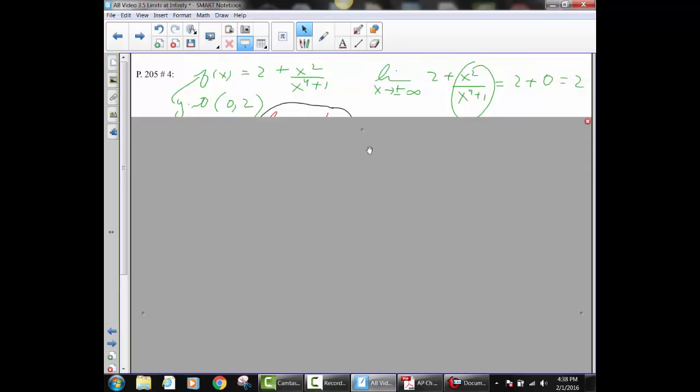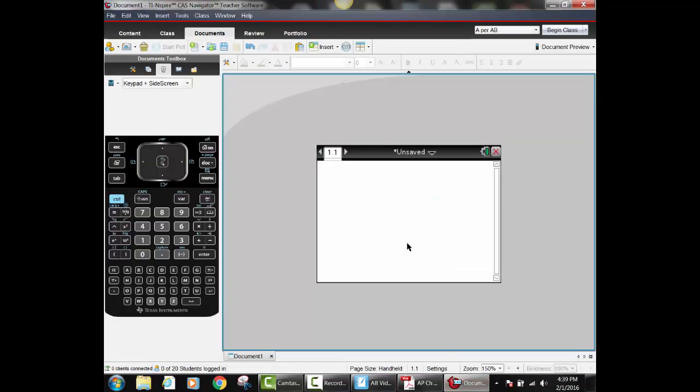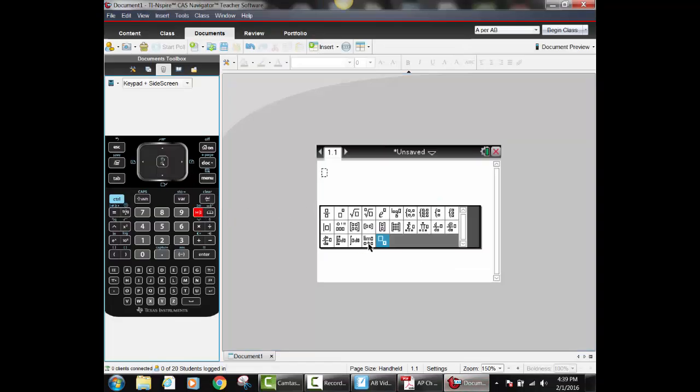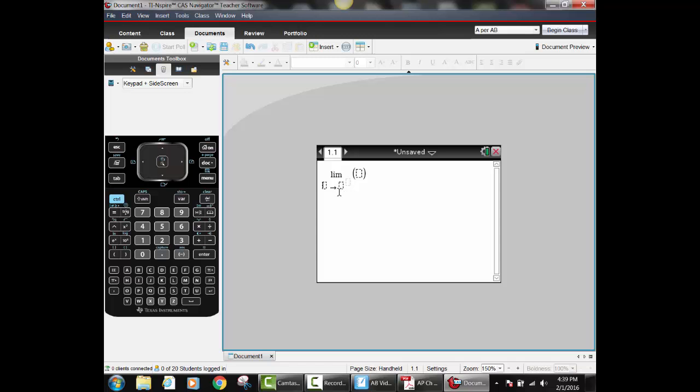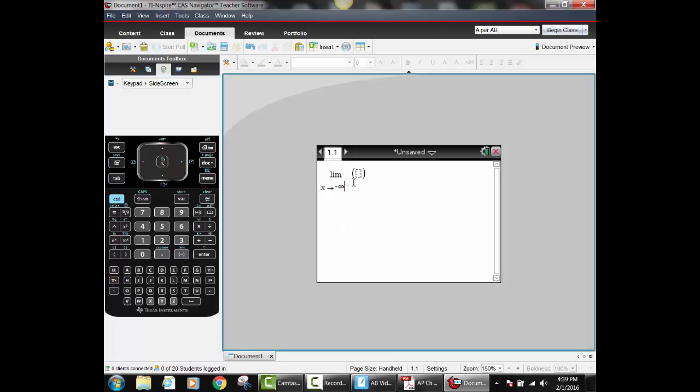Okay. Doing limits at infinity on your calculator is very, very easy to do. You're going to use your template, the limit template, and then you're going to have the limit as x approaches, let's say, negative infinity. Infinity is in where the pi is. You wouldn't approach infinity from the right or left, so that wouldn't be the case. And let's say I had the fraction 3 over x squared.